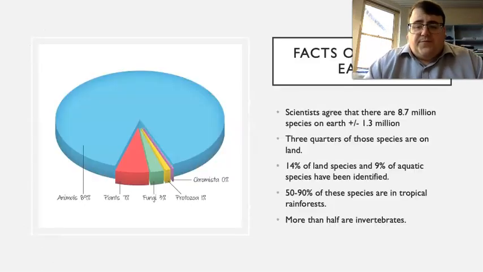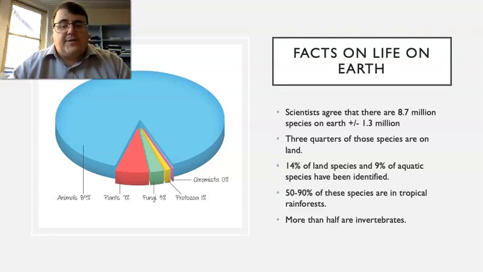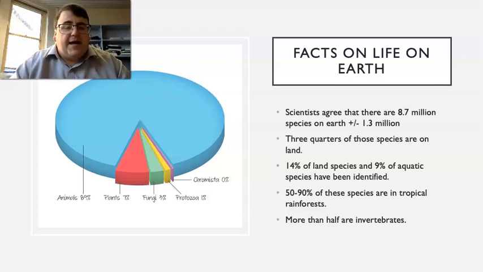A little bit of facts on life. So talking about biodiversity here. Scientists agree that there are 8.7 million species on Earth, give or take roughly 1.3 million species. Of those 8.7 million, 3/4 of them are on land. 14% of those land species have been identified, and 9% of the aquatic species have been identified. The rest we have not found. We do not know where they are. We do not know what they are, but we know they are out there. We know that 50 to 90% of these species are in tropical rainforests, and that more than half of those 8.7 million are invertebrate, which means they don't have backbones or skeletons.